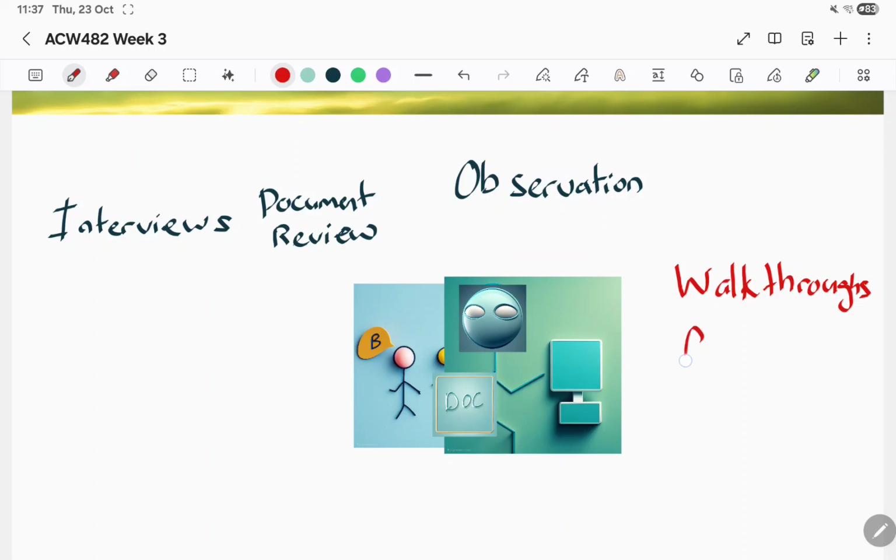So basically walkthrough is like you are following them. You want to follow how the person is doing their work. You're going to follow them from the minute they start the process until the minute they end the process.